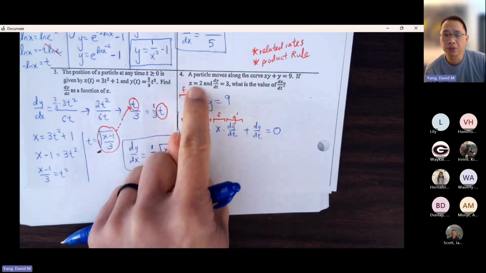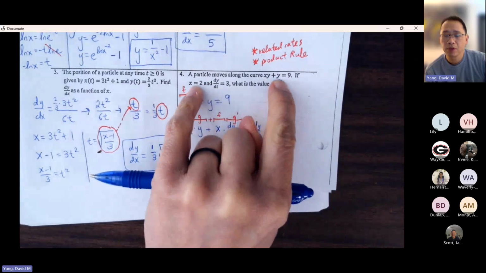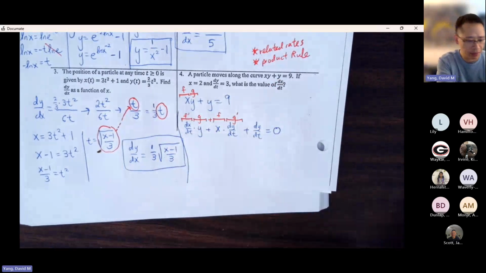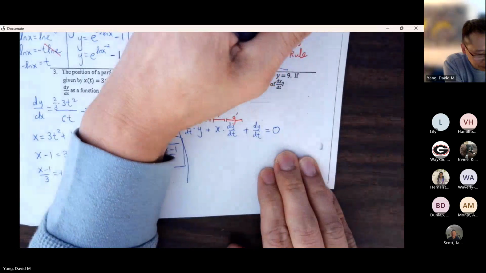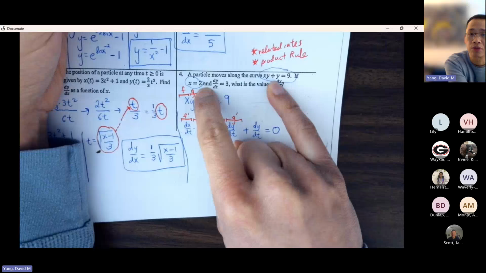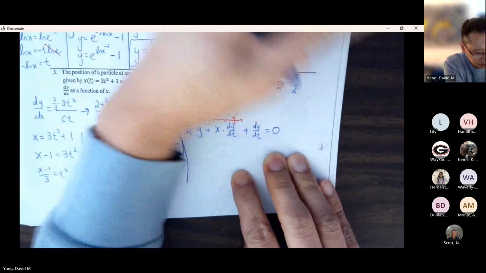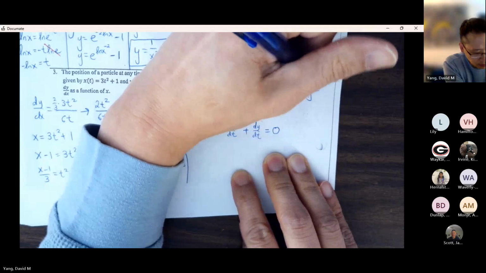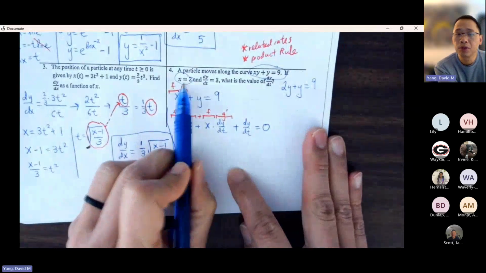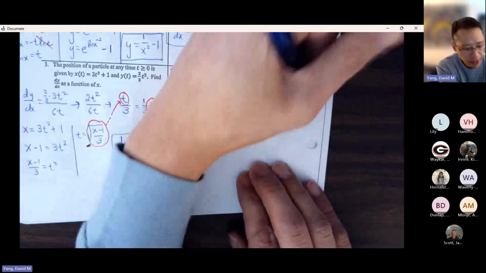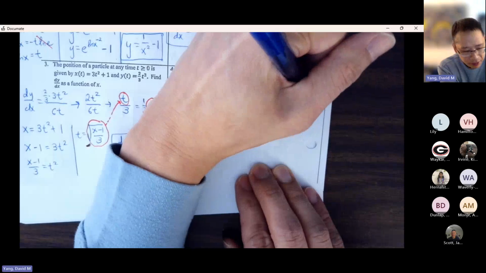Well, they gave us x equals 2, and they gave us the equation, so we may have to plug into the original equation and solve for y on our own separately to use in our derivative equations. So off to the side here, I'm going to plug 2 in for x, see if I can solve for y. So I get 2y plus y equals 9. 3y equals 9. So therefore y equals 3.